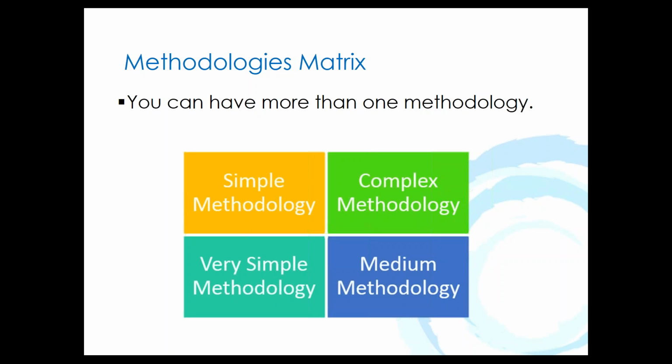And what they do on the horizontal axis, you might have complexity, and on the vertical axis, you might have financial value. So in this case, something with very low financial value and low complexity, you would use what they would call their very simple methodology. Something with high financial value and high complexity, you would use their complex methodology. And obviously there's a simple methodology and a medium methodology too. So again, it helps you here to define your methodologies and when it's appropriate to use them, and moves us away from that one-size-fits-all approach that we often see with methodologies.